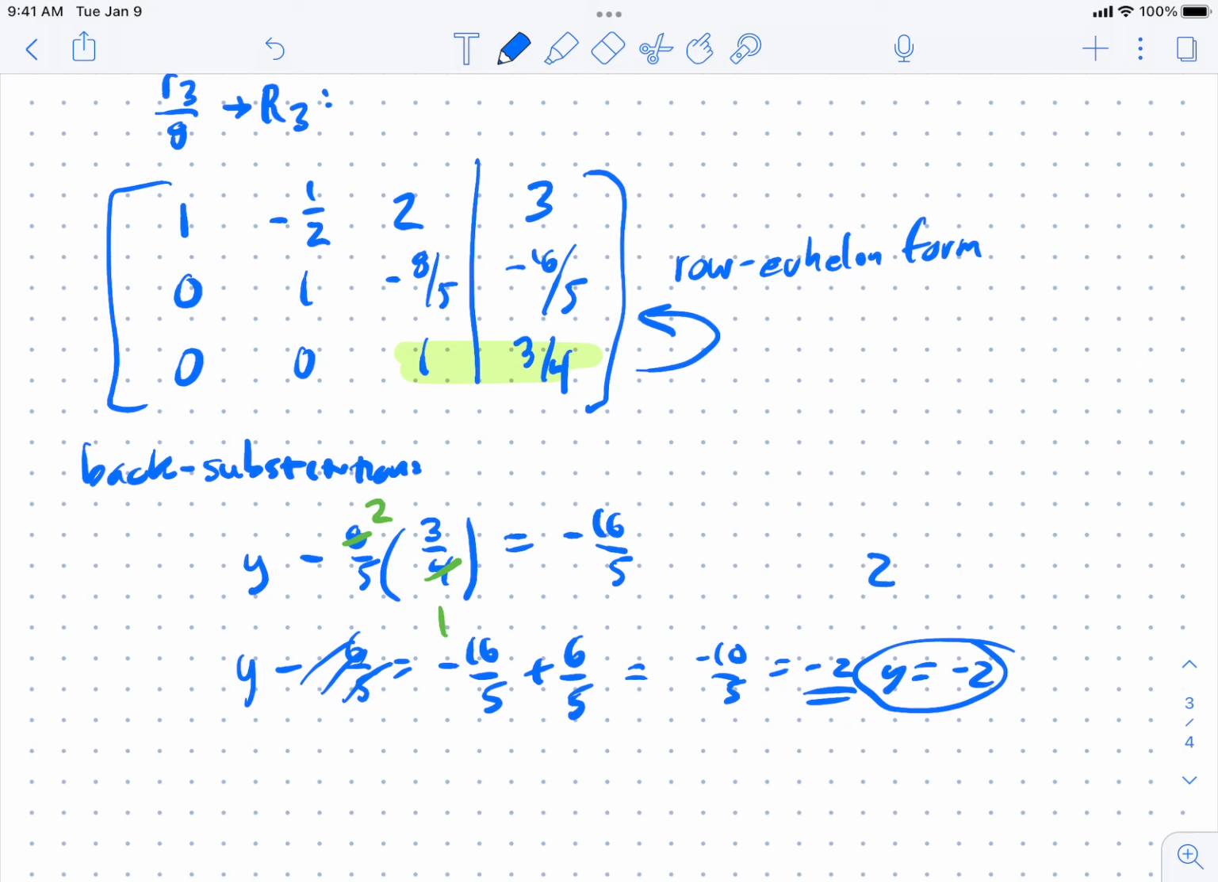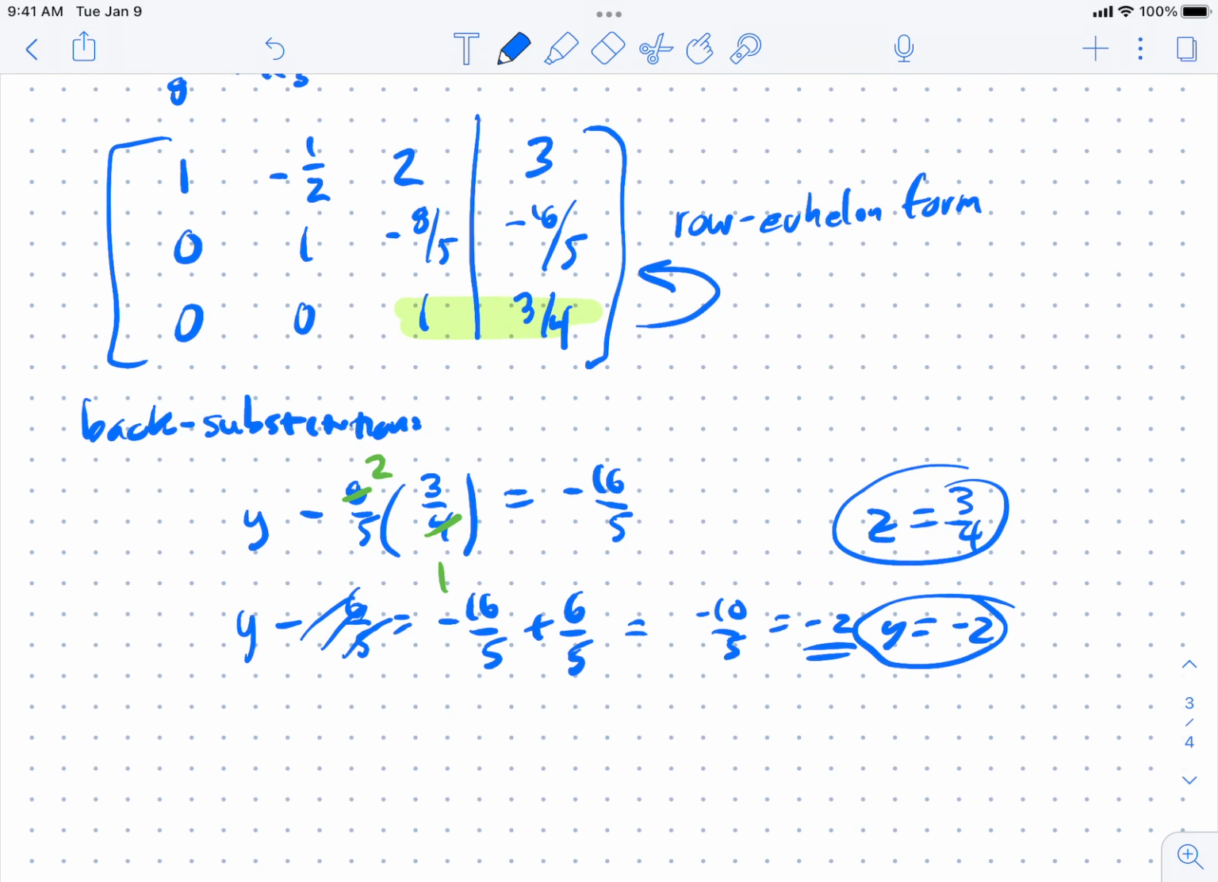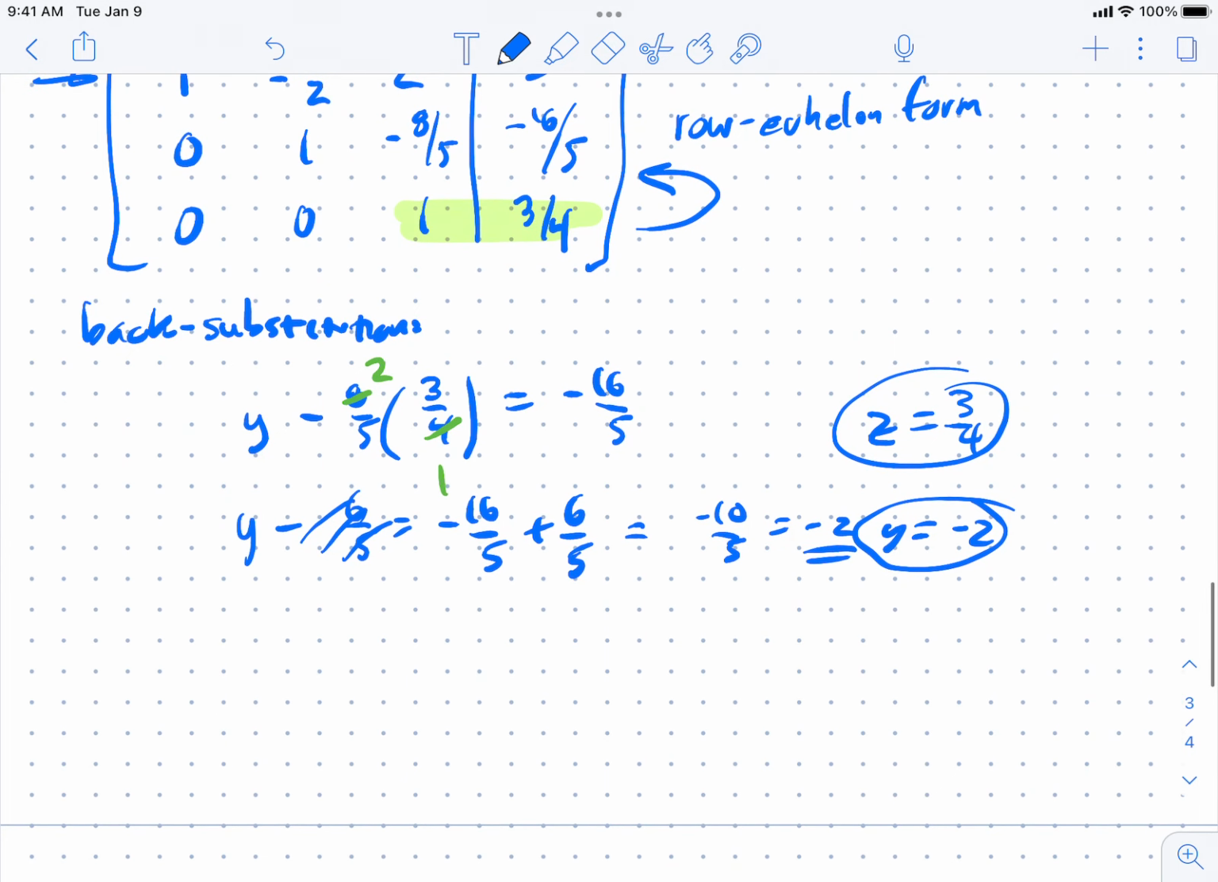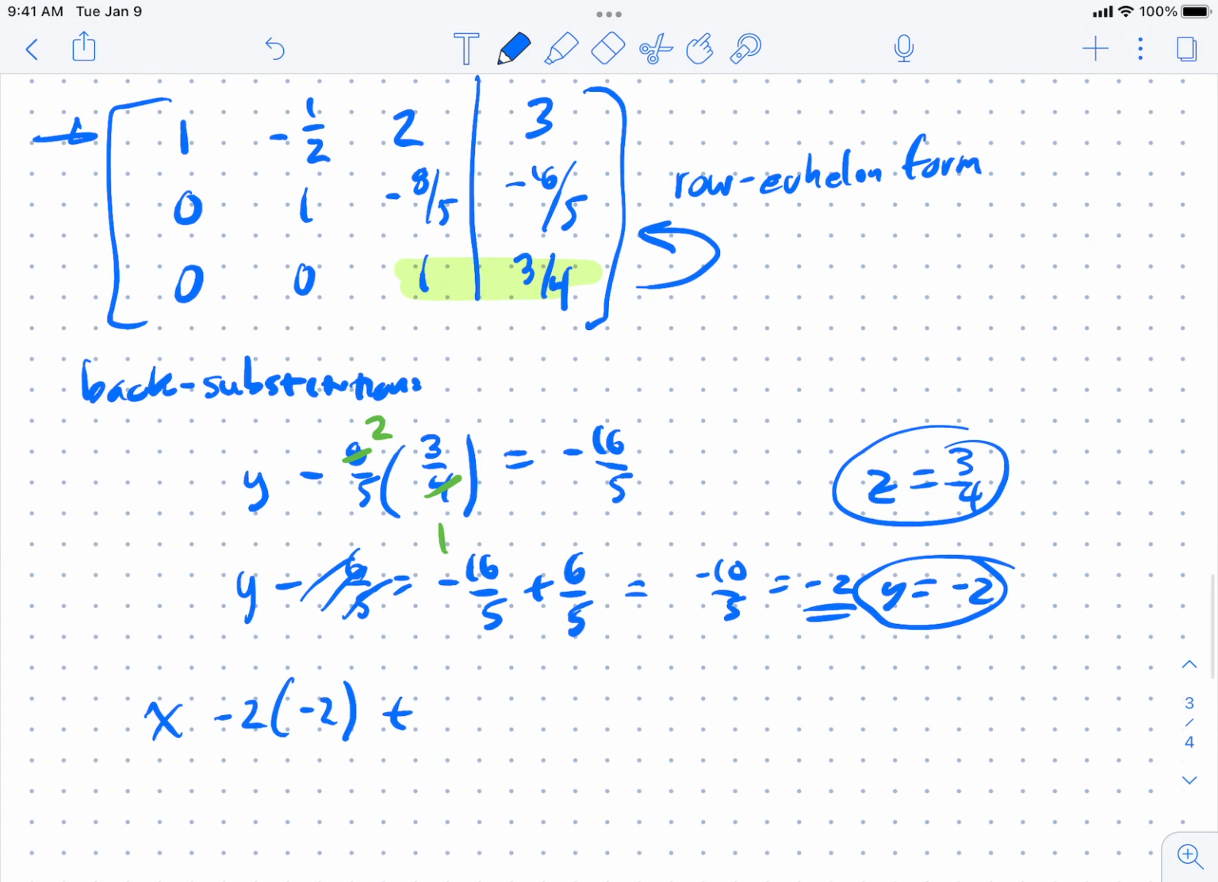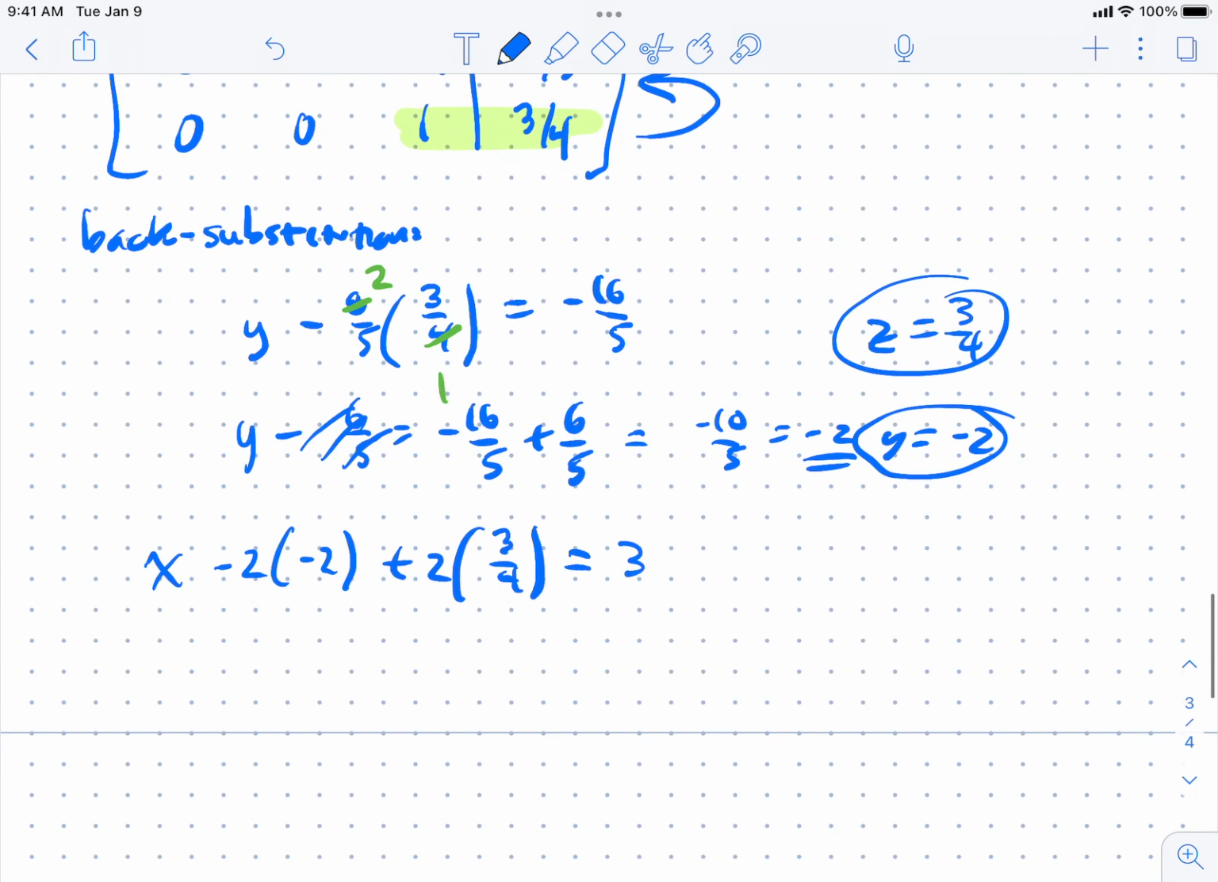So z is 3/4 is one of our answers. Y is negative 2 is another answer. And now we take those two up to the top equation. This one says 1x minus 2 times y, which is negative 2, plus 2 times z, which is 3/4, is equal to 3. Okay, so x plus 4. Here the 2's will cancel. That's like a 2 over 1, so the 2 cancels into 4 twice. I got a 3/2 there. So plus 4 plus 3/2, and that equals a 3 on that side.